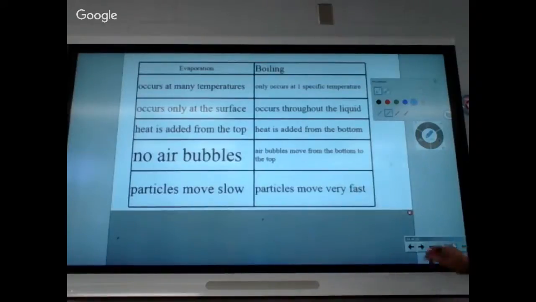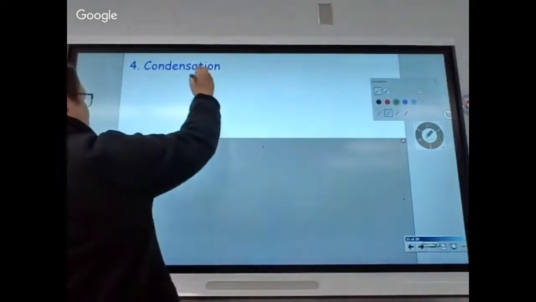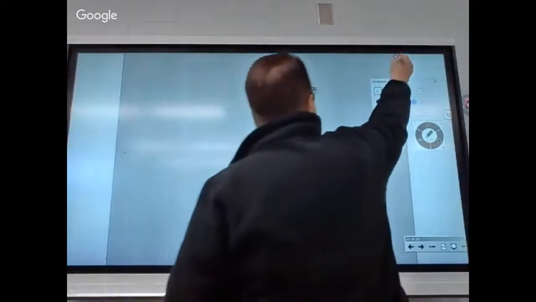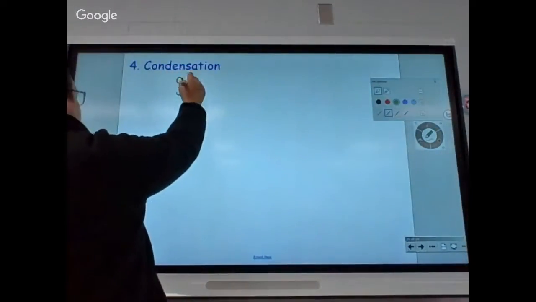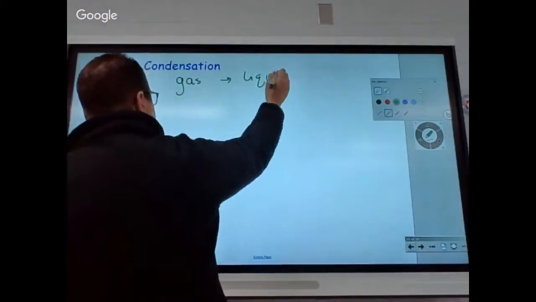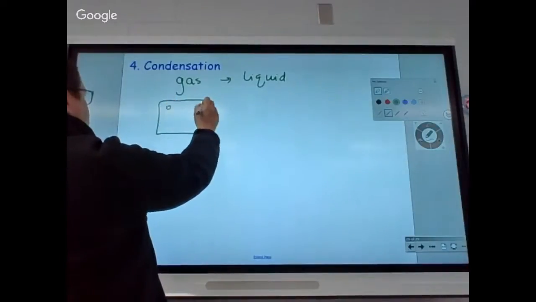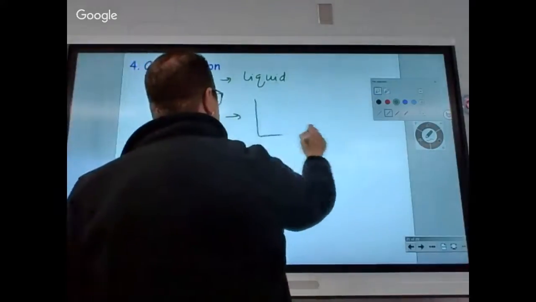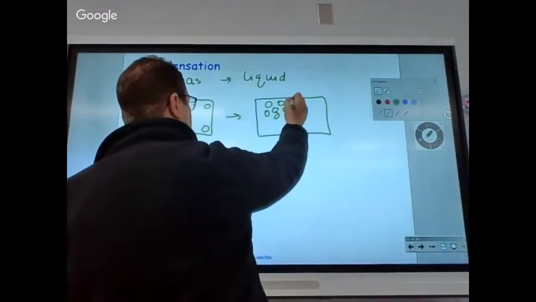All right, so condensation. Same concept, except this time we start in what state? What state do we start in? Start as a gas, and we become a what? Liquid. We become a liquid. All right, so we want to figure out what happens to the heat here. We start out with our particles all spread out, and our particles have to become very close together.